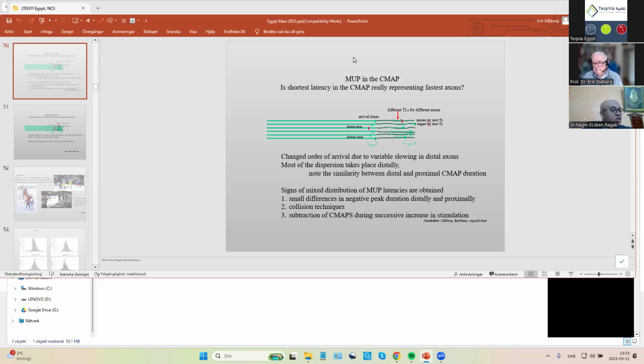Yeah. In the inching technique, Professor Erik, Professor Kimura prefers to use the sensory inching in distal CTS, in distal median at the wrist, more than the motor inching.